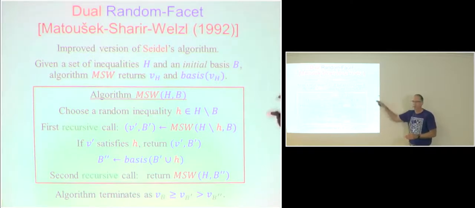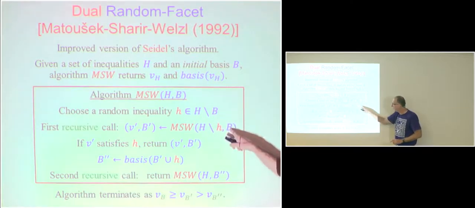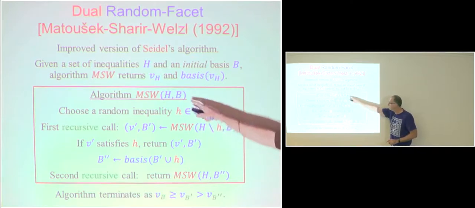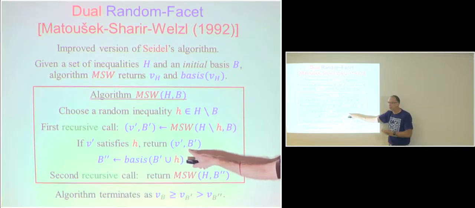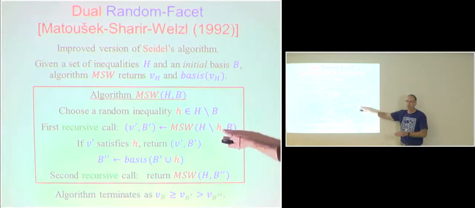So why is this much better? What we'll see in a minute is that with good probability, when we do this, note that the first recursive call returned the basis B prime, which might be quite different than the basis B that we started with. And the claim would be that with high probability, B prime would already include some of the essential inequalities, even though we didn't work on the right problem.